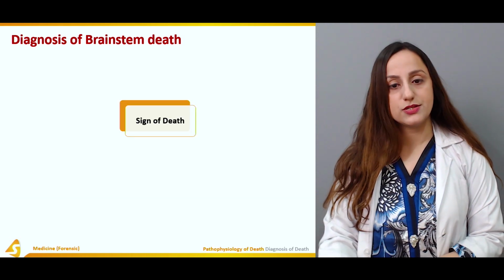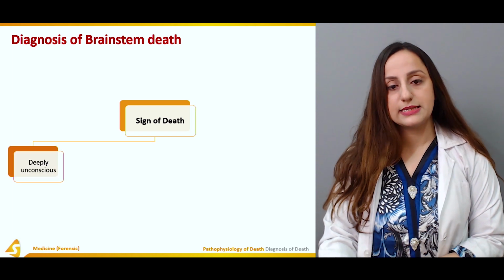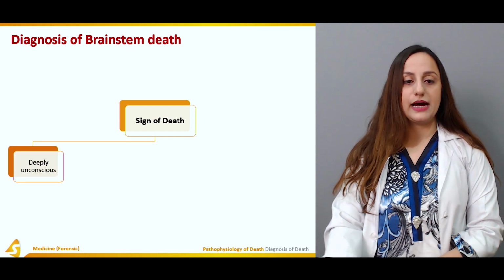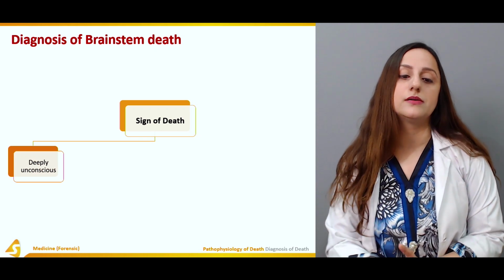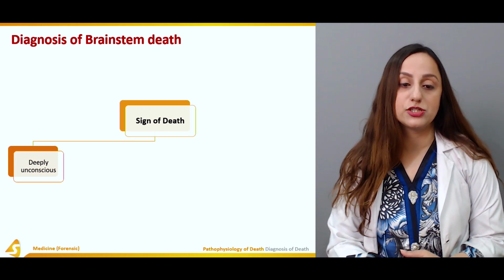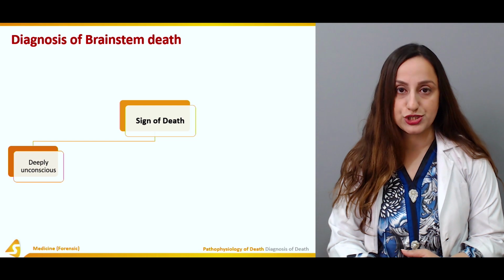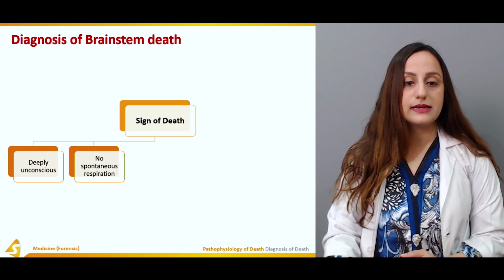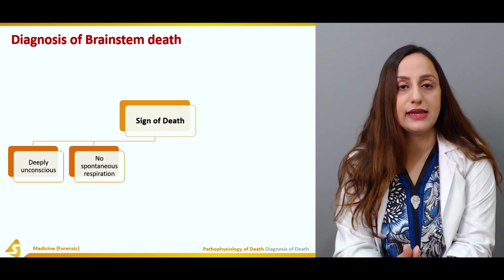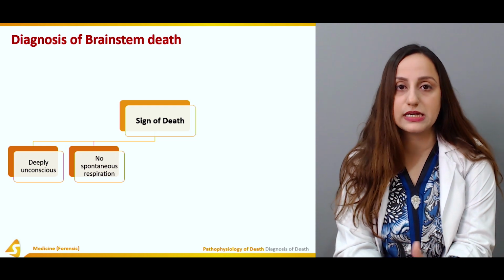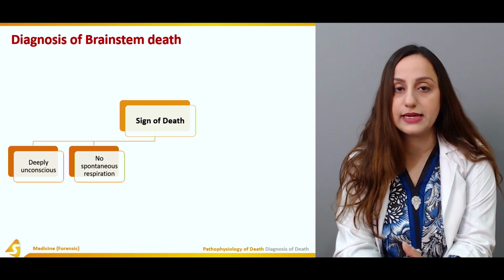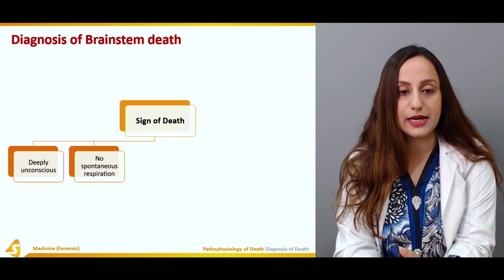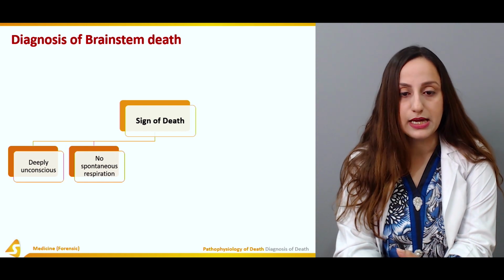Now, the diagnosis of brainstem death. The signs of death which are established in a person, which have to be done by a physician, are that a person is deeply unconscious and he's not aroused by any painful stimuli, by any physical stimuli, by any chemical stimuli. He cannot be aroused. So that will establish that he is deeply unconscious.